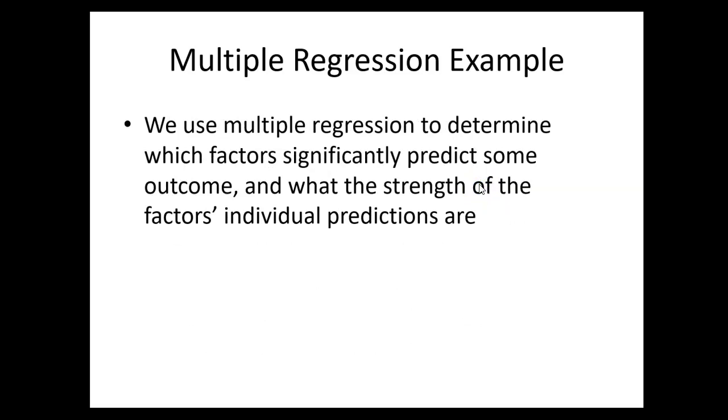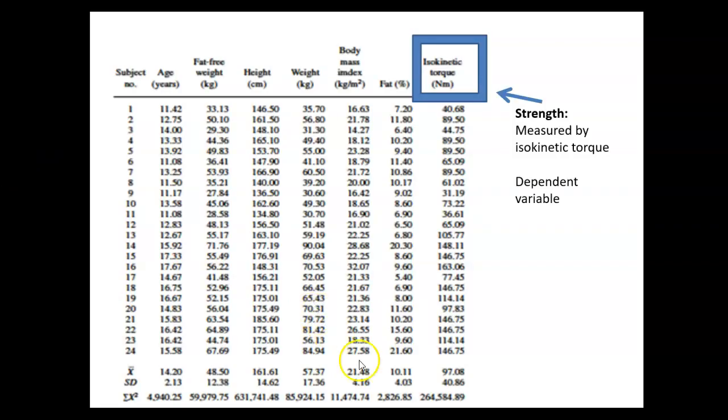We use multiple regression to determine which factors significantly predict some outcome, and how strong each factor's individual prediction is. So how much does something contribute to the prediction of the dependent variable? This is in your book, and I recommend you read, I believe, chapter 8 on multiple regression. Let's say our dependent variable is isokinetic torque, so how much force somebody can produce, and we have 24 participants. In the other columns we have subject number, age, fat-free weight, height, weight, body mass index, and percent fat. So let's say this is our data.